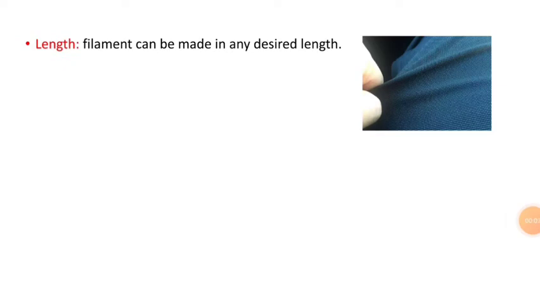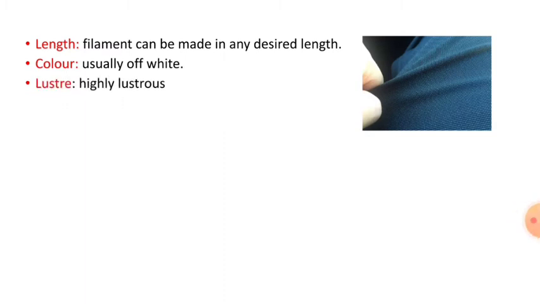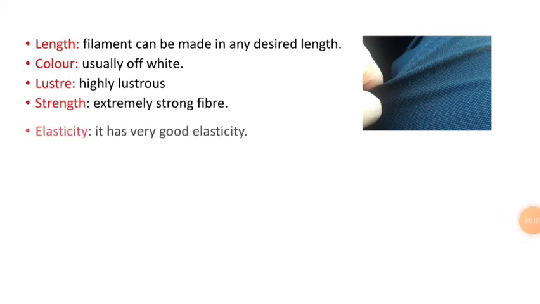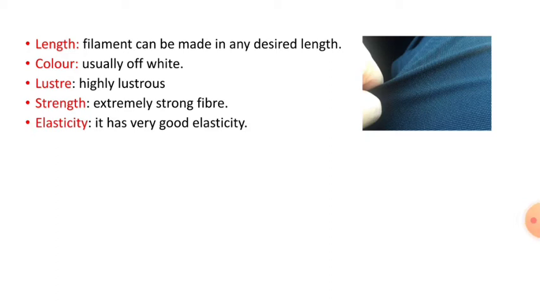Length. Filaments can be made of any desired length. Color of nylon fiber, that is usually off-white. It's a highly lustrous fiber which can be controlled by delustering agents like titanium dioxide. It's an extremely strong fiber. It has very good elasticity, therefore it shows negligible wrinkles.